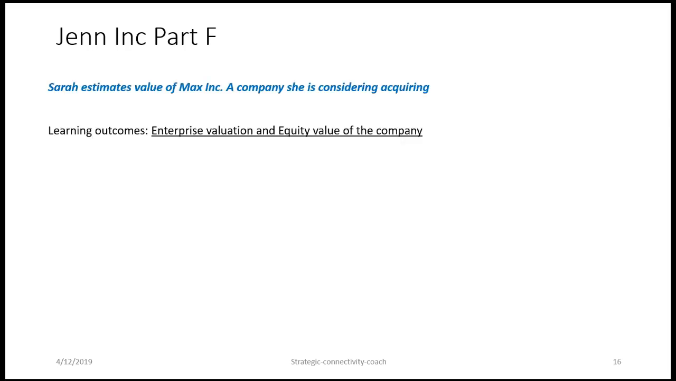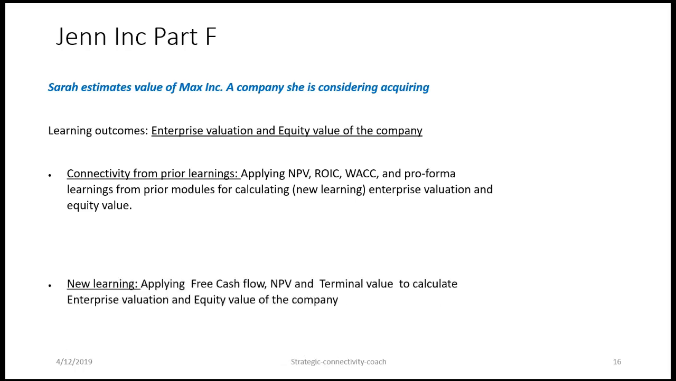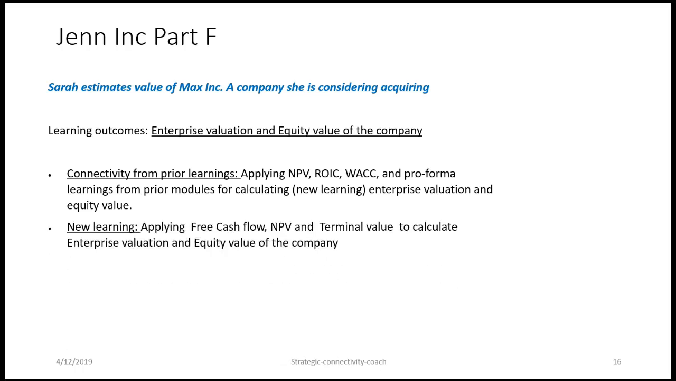In part F, Sarah estimates the value of Max Inc., a company she's considering acquiring. So the learning outcome obviously here is that we want to know how to do enterprise valuation, equity value of the company. So obviously there is connectivity from the prior learnings. We are applying NPV, ROIC, weighted average cost of capital, we're doing pro forma, and so on. New learning is we're applying free cash flow, NPV, and terminal value, which is something new you learn in this part of the semester, to calculate the enterprise valuation, the equity value of the company.